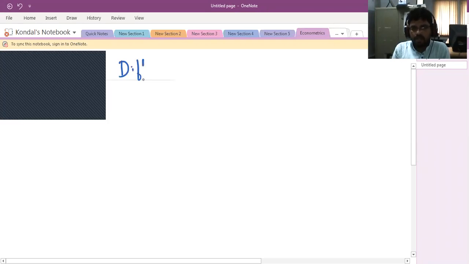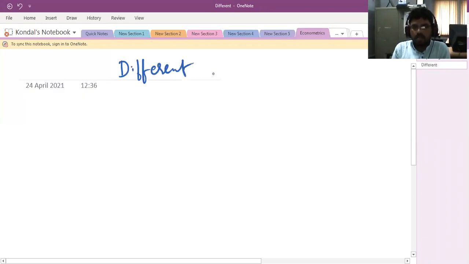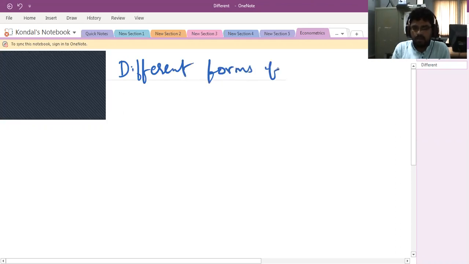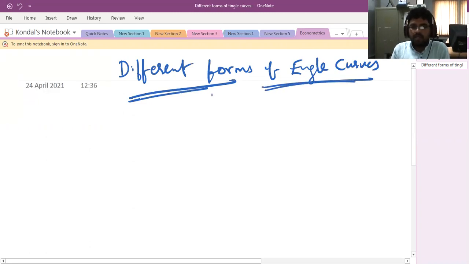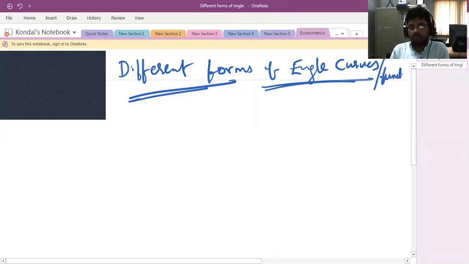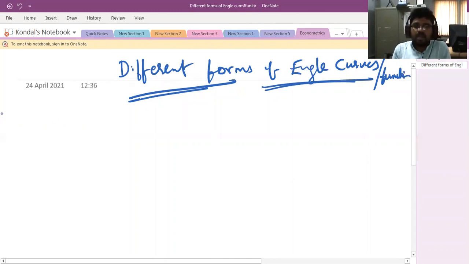Now we will discuss a topic: different forms of Engel curves. For example, how we can get the curves by taking the data only, by taking the function only. So there are different forms of Engel curves or functions. How many different forms are there of the Engel function? Let me know. Does anybody know how many forms of Engel functions there are? See here, there are different forms.